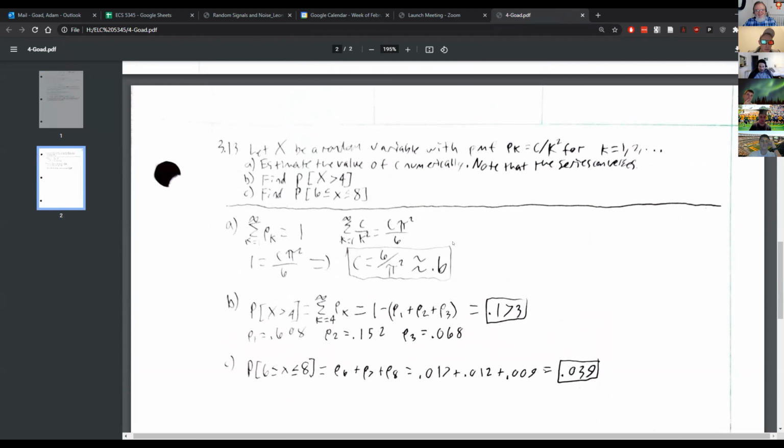So, oh, you looked it up, didn't you? I looked it up. I used Wolfram Alpha and found that the series goes to pi squared over 6. And we also know we want it to sum to 1. So then c must equal 6 over pi squared, which is approximately 0.6.